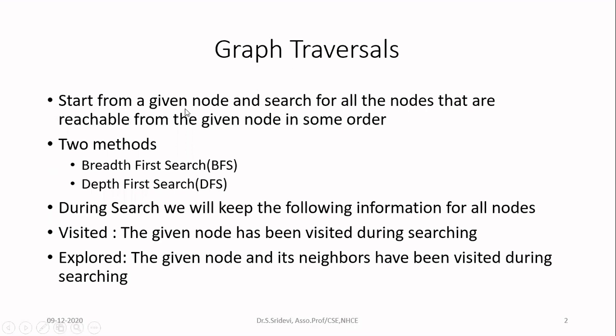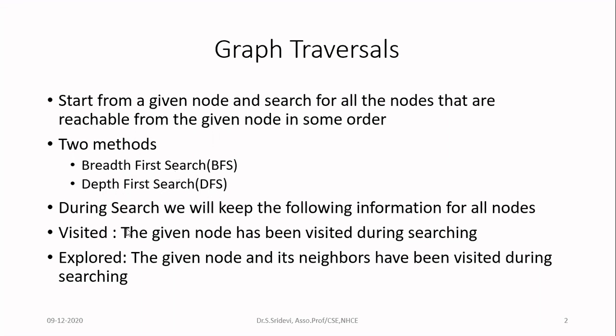We will start from a given node. In case of trees, we always start from the root node, then we start our search. But here we are not going to start from the root node, because we don't have any root node in the graph. We'll be starting from a given node and we will search for all the nodes that are reachable from the given node in some order. For this search, we have two different traversal algorithms, also known as search algorithms. One is BFS, breadth first search, and the other is DFS, depth first search.